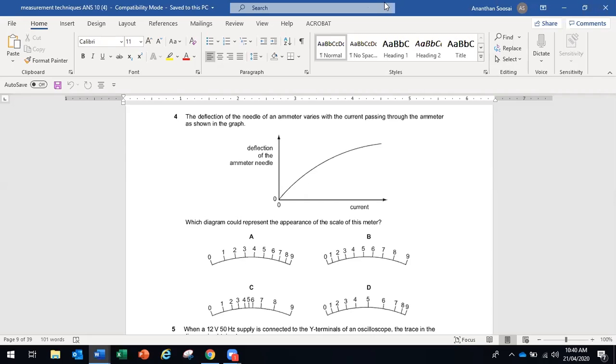Anyone able to write? Can you draw for me the graph here? How is the graph going to look like for this scale? Is it sensitive at the beginning or sensitive later? The deflection is greater later, right? Because the separation is big. So how does the graph look like, deflection versus current?